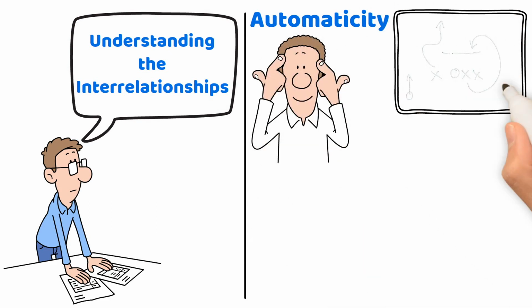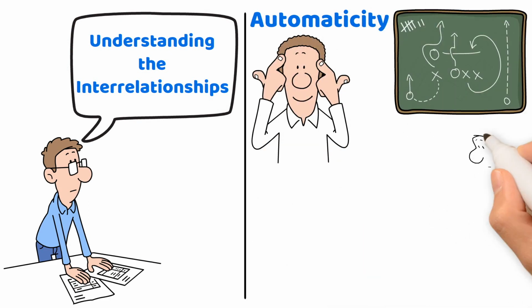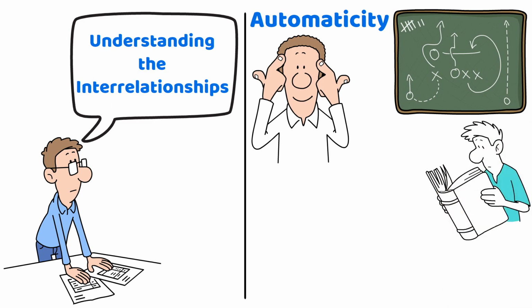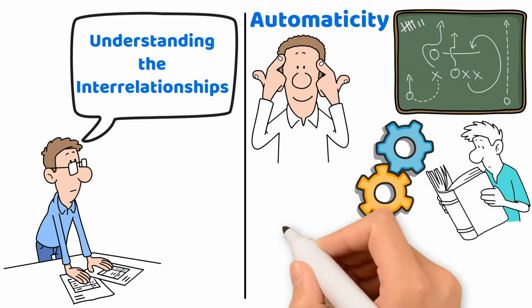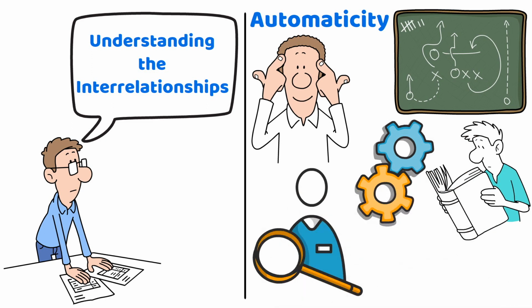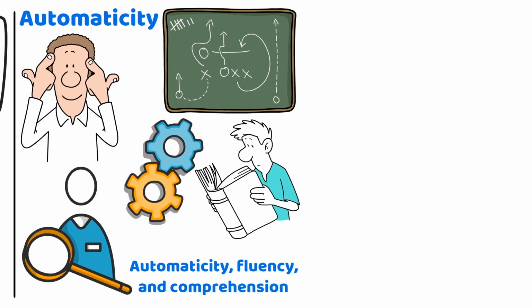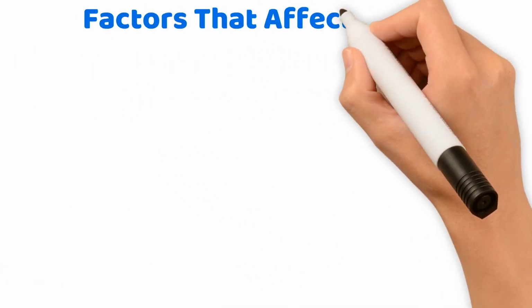It refers to the point where decoding words becomes second nature, allowing the reader to focus on the meaning of the text rather than the mechanics of reading. When examining multiple-choice questions, look for stems that ask about the relationship between automaticity, fluency, and comprehension. Now let's move on to the factors that affect fluency.